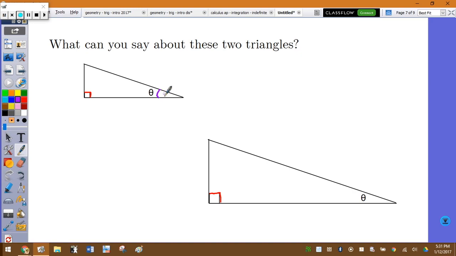I don't know how big they are, so I'm using a symbol called theta to represent the unknown angle, but I know they're the same because I'm using the same symbol. Just as x is the same as other x's in a specific problem, here these two thetas refer to the same angle. Well, you might go a step further and say, okay, these shapes look a lot alike. 90s match. Some other angle matches.